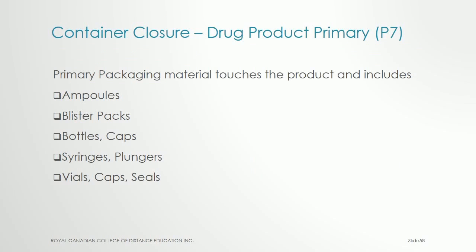Container closure. Drug product primary. Primary packaging material touches the product and includes ampoules, blister packs, bottles, caps, syringes, plungers, vials, caps, seals.